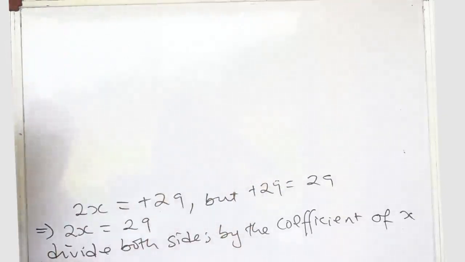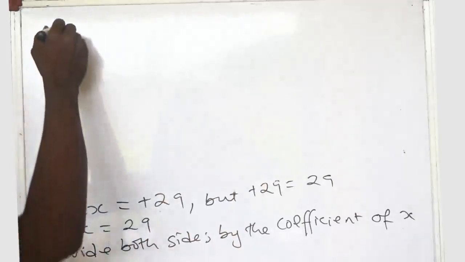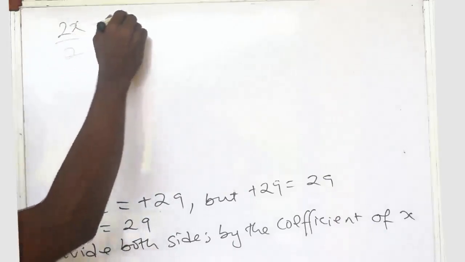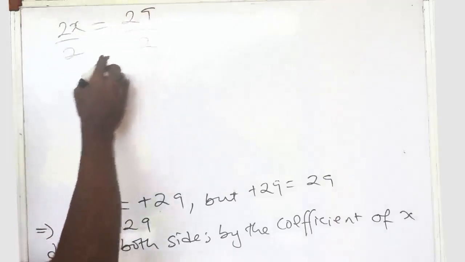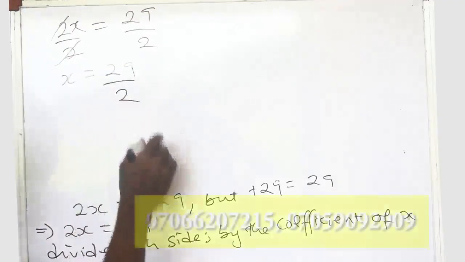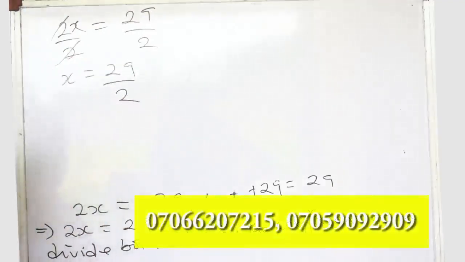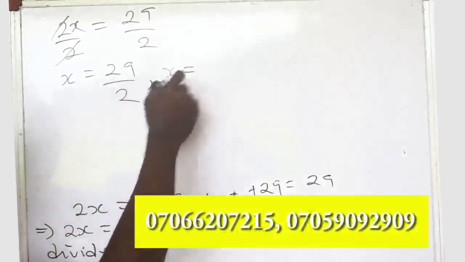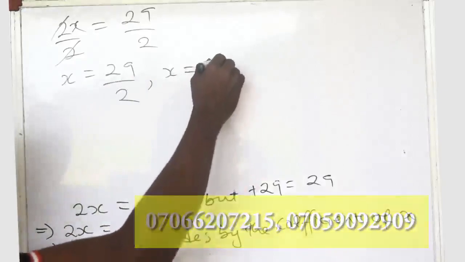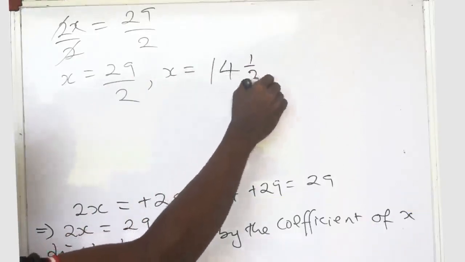So this will give us a very simple thing. You say 2x, the coefficient of x here is 2, divided by 2 equal to 29 divided by 2. 2 will cancel 2, we have x equal to 29 over 2. This is an improper fraction. When you convert it to mixed fraction, it will be 14 whole number 1 over 2.